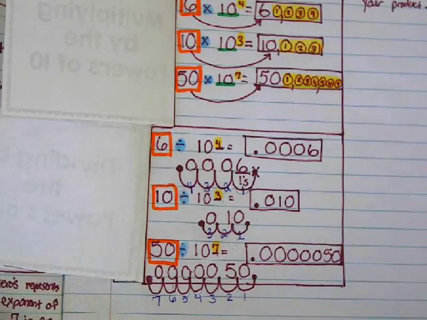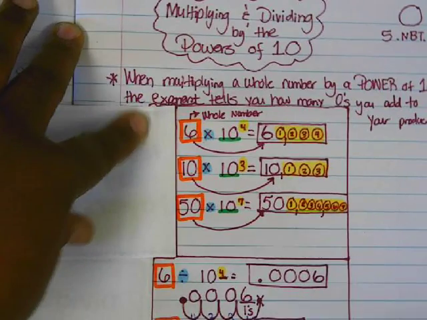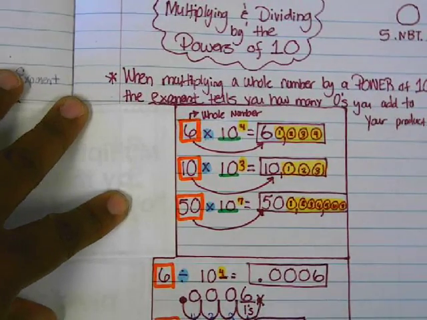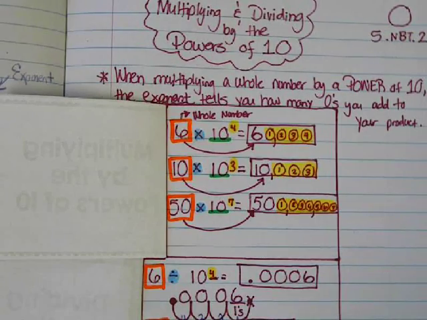So the note that we made up top: when multiplying a number by a power of 10, the exponent tells you how many zeros you add.